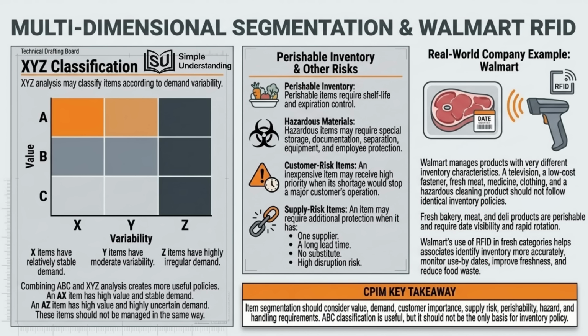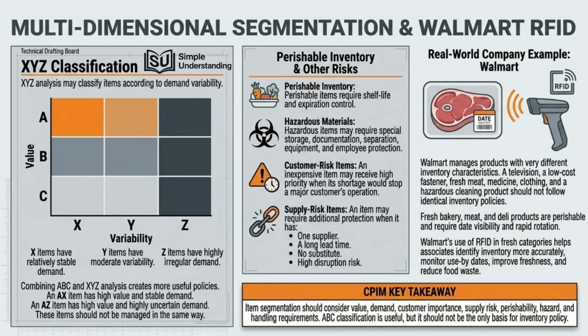Real-world company example: Walmart. Walmart manages products with very different inventory characteristics. A television, a low-cost fastener, fresh meat, medicine, clothing, and a hazardous cleaning product should not follow identical inventory policies. Fresh bakery, meat, and deli products are perishable and require date visibility and rapid rotation. Walmart's use of RFID in fresh categories helps associates identify inventory more accurately, monitor use-by dates, improve freshness, and reduce food waste. CPIM key takeaway.